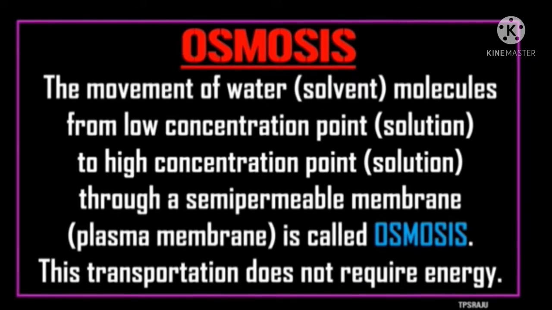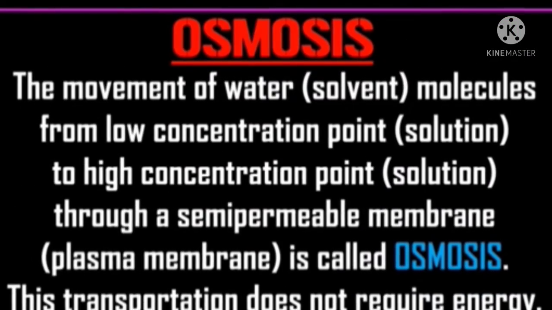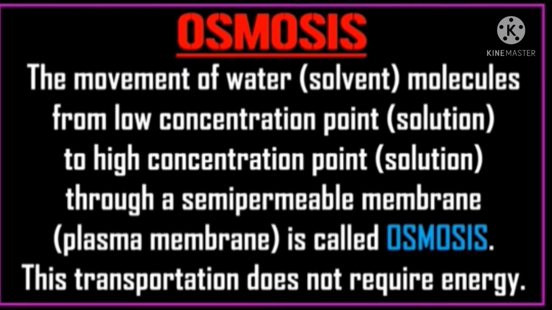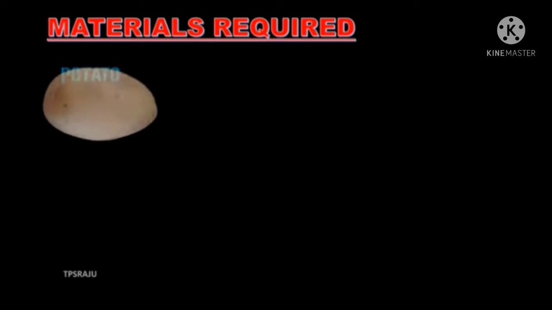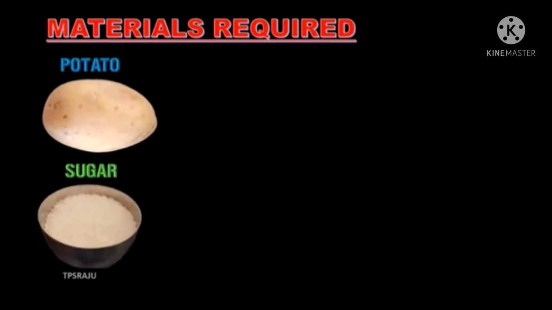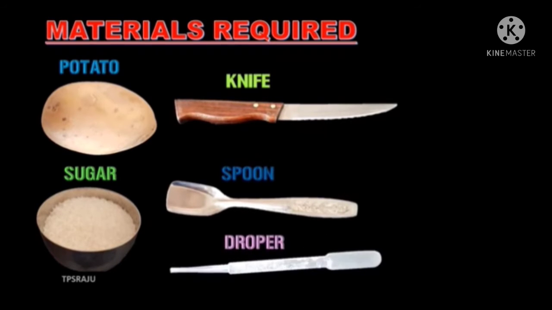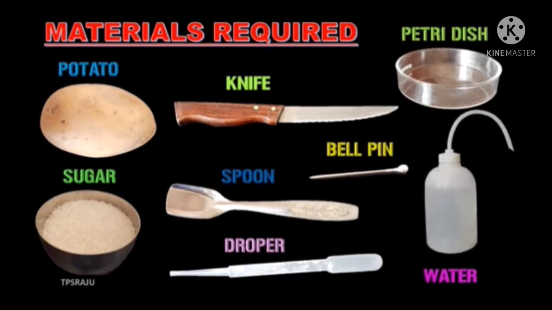The movement of water molecules from low concentration point to high concentration point through a semi-permeable membrane is called osmosis. This transportation does not require energy. For this activity, some materials are required. They are potato, sugar, knife, spoon, dropper, bell pin, petri dish and water.